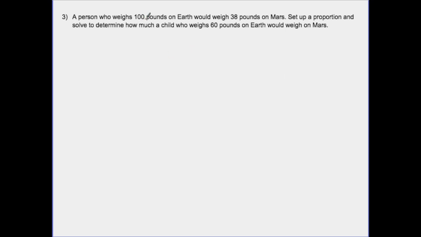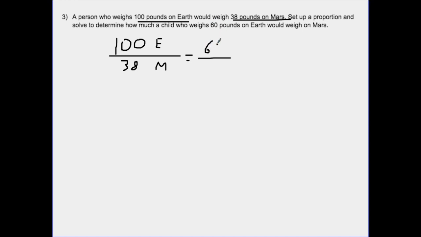Third one here, a person who weighs 100 pounds on Earth would weigh 38 pounds on Mars. Set a proportion and solve to find out how much a child who weighs 60 pounds on Earth would weigh on Mars. So we have two things, the weight on Earth and weight on Mars. I'm going to make my first proportion with what we know, 100 pounds on Earth. I'm going to use E for that. And 38 pounds on Mars. For the other one, we know that there's 60 pounds on Earth, so we'll put that straight across from the pounds on Earth. And we got x pounds on Mars.